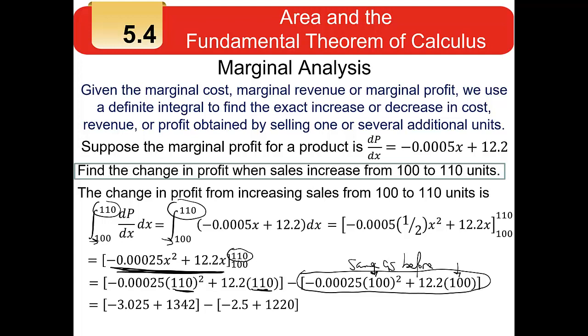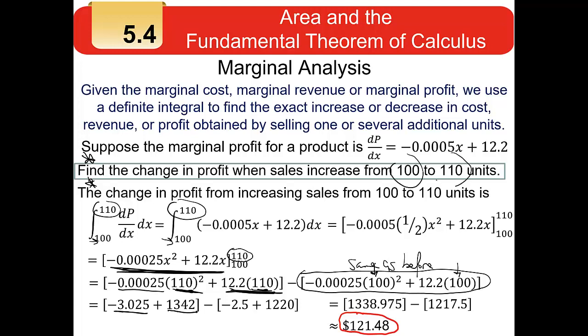So you do the arithmetic, you've got a new value here, you'll square 110 and multiply it by this, and you'll get that. And then you'll multiply these two numbers together and get that. And the rest of it's the same as it was before. I won't bore you with every little detail, but you'll end up with about $121.48. So the change in profit when you're going from 100 to 110 units is going to be about $121.48. So obviously, this is an application of a definite integral, and you just change the limits of integration based on the values you're going from and to.